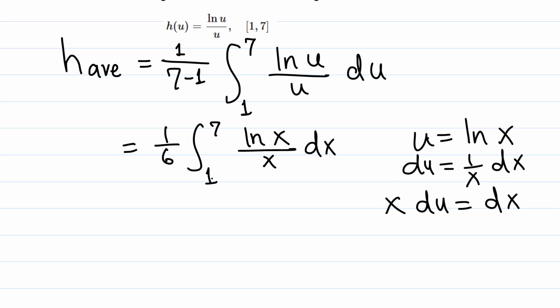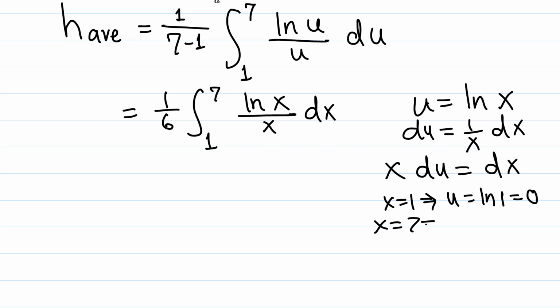And we can do more, we can change these limits in terms of new variable u, because this is now for x equals 1, x equals 7. So let's do that. When x equals 1, what's going to be our u? U is natural log of x, which is natural log of 1, using calculator is 0. And when x equals 7, u is natural log of 7. That's a decimal number, so I'm just going to leave natural log of 7.